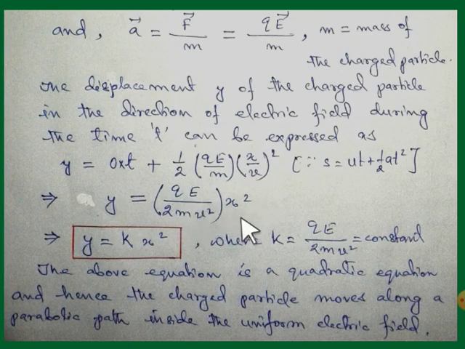This expression is qE divided by twice mv square. You are sending the particle with a velocity, and there is no acceleration, no change in the velocity in that particular direction. Got it? So we send that v as a constant. The charge q on the charged particle, the electric field, the mass m of the charged particle, and the velocity of the charged particle are all constant. As long as you are not changing those parameters, this will remain constant.